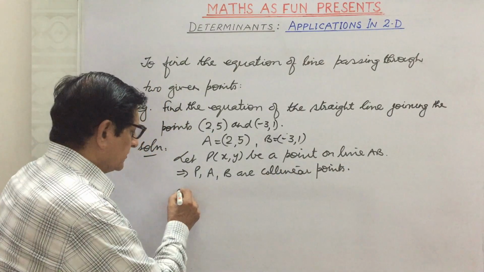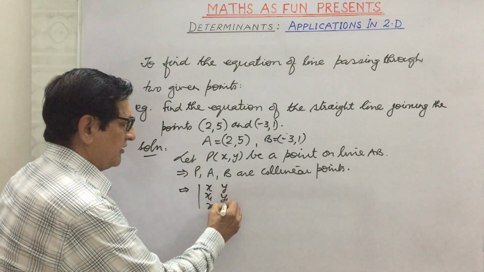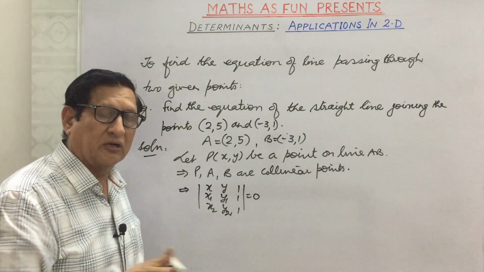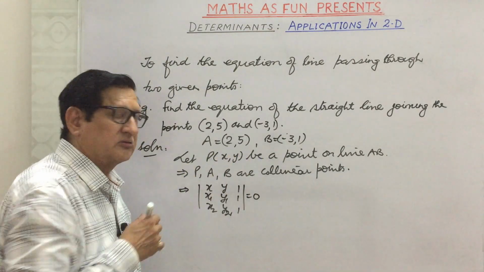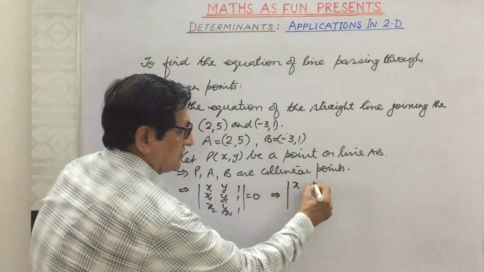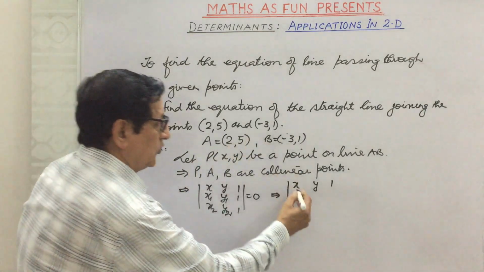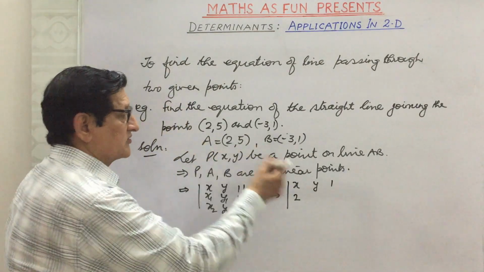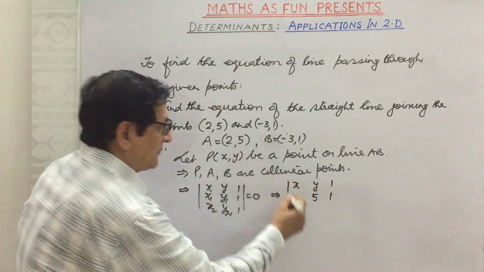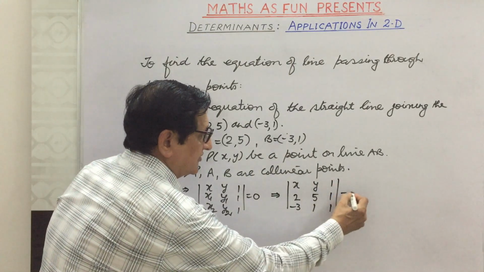This implies that the determinant x, x1, x2, y, y1, y2, 1, 1, 1 is equal to 0. The condition for collinearity of these 3 points. Then substituting the values we get x, y, 1 in the first row, second row x1 is 2, y1 is 5, 1, third row x2 is minus 3, y2 is 1 and 1 is equal to 0.